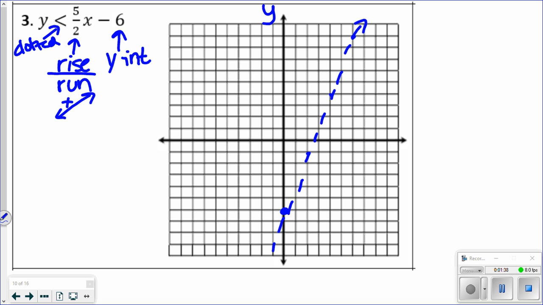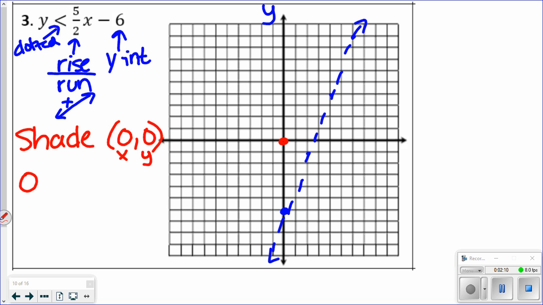And then remember, we need to figure out if we're going to shade to the left of this line or to the right of this line. In order to shade, we are going to test or plug in 0, 0, the origin, which is right here, because it's not on my boundary line, and it's the easiest point to test. So 0 goes in for x and y in our inequality above.